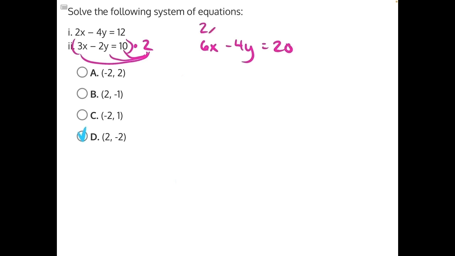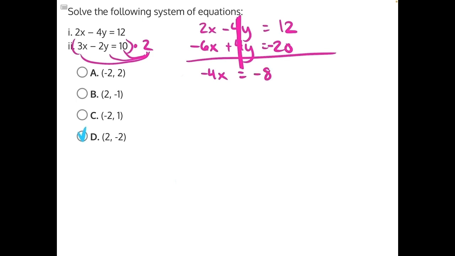Now I can put my first equation above that, and then the only other thing we need to do is multiply our bottom equation by a negative 1, otherwise just flipping all of our signs so that we can combine them as needed. Now these y variables will eliminate because they have opposite signs, and we can add the rest. 2x plus a negative 6x will give us negative 4x. That will be equal to 12 plus a negative 20 is negative 8. Then we'll need to divide both sides by negative 4. These will cancel, giving us x is equal to a positive 2.